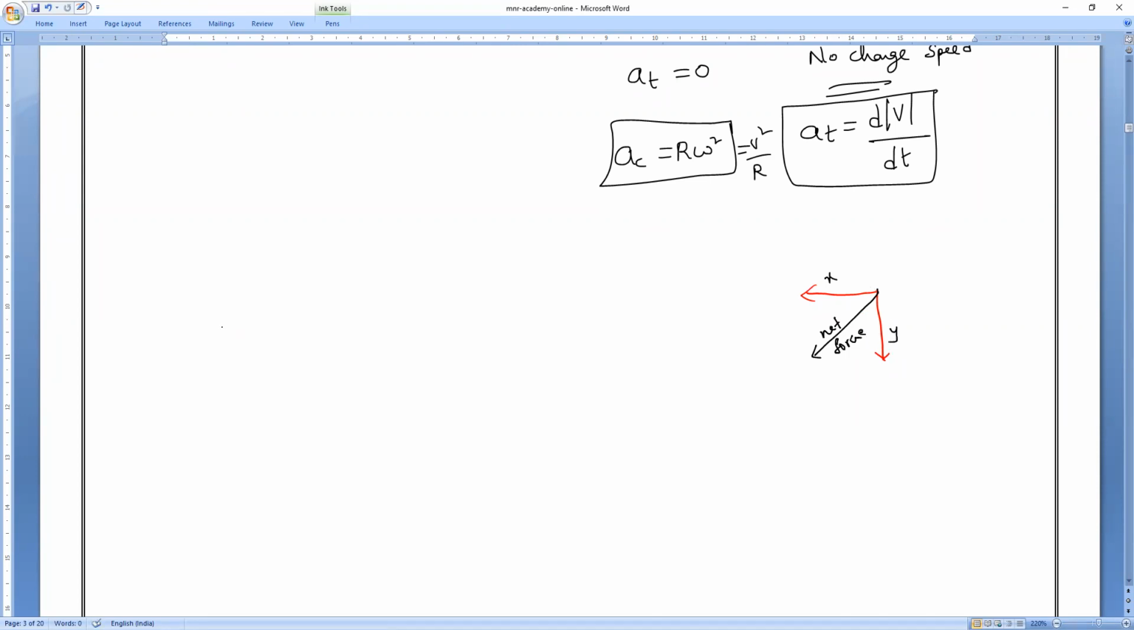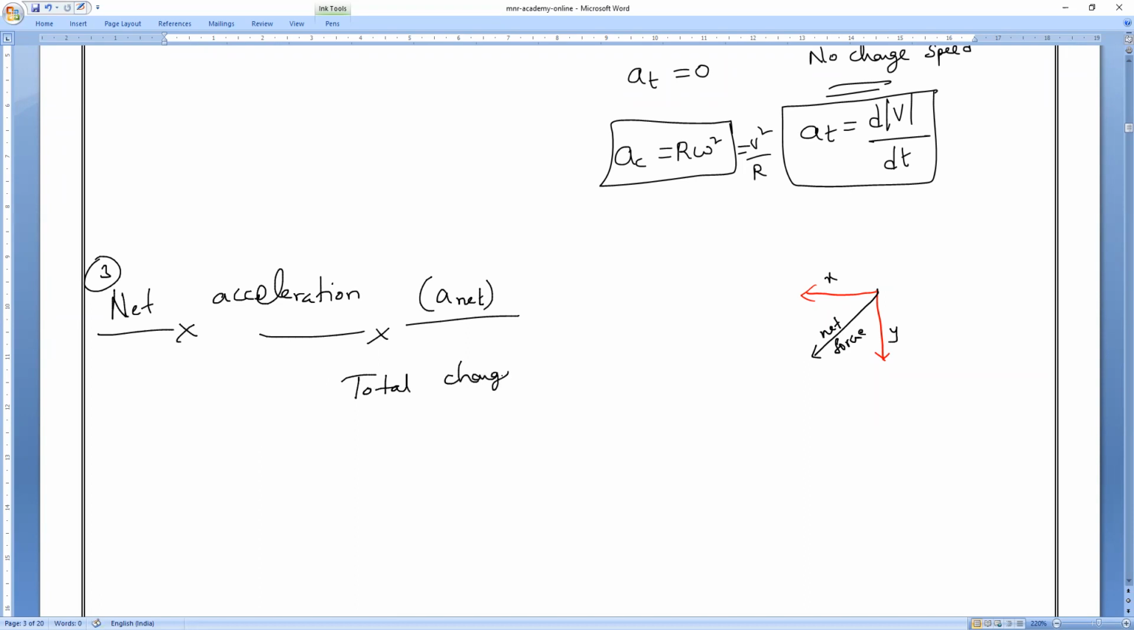In the same way, we are now going to study net acceleration, the third type of acceleration. What do you mean by net acceleration? Remember, you should speak about velocity, not speed. Total change in velocity is called net acceleration. So net acceleration is equal to dv by dt.